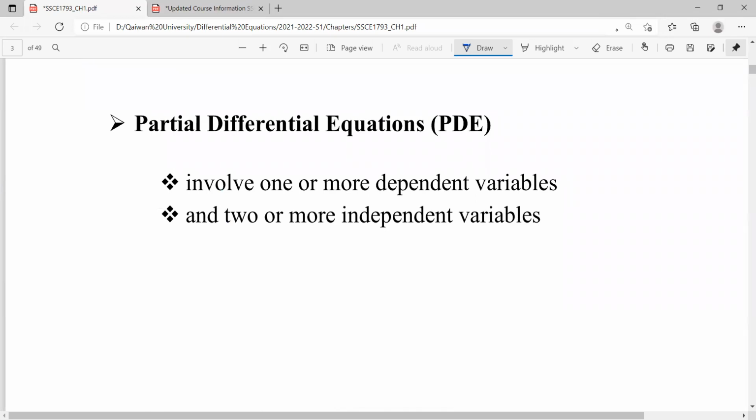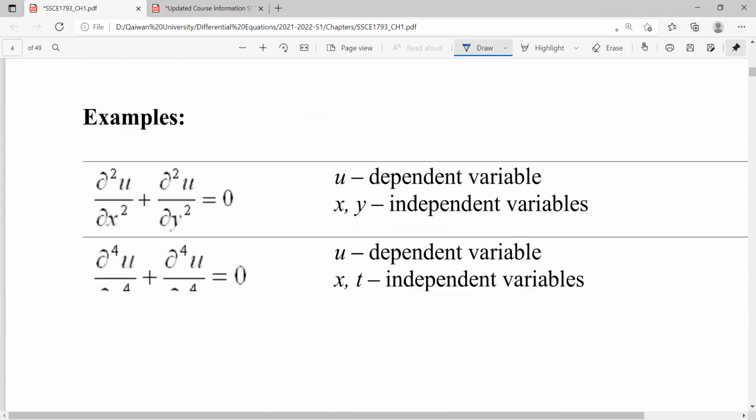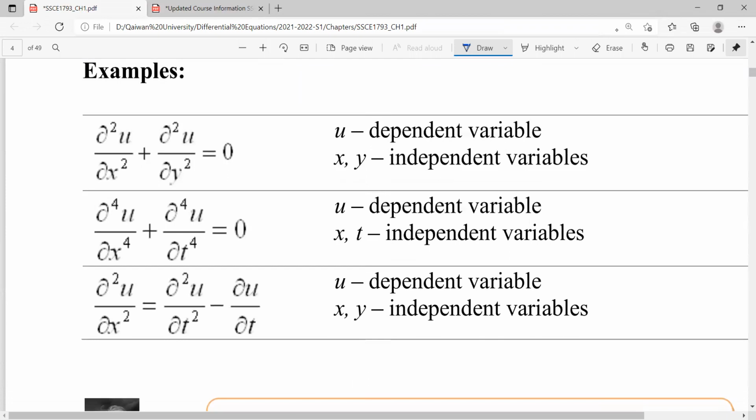And also we have partial differential equations. Up to now we talked about ordinary differential equations, and now we have partial differential equations. In partial differential equations, we have one or more dependent variables. We also have two or more independent variables. Here we have some examples about partial differential equations.